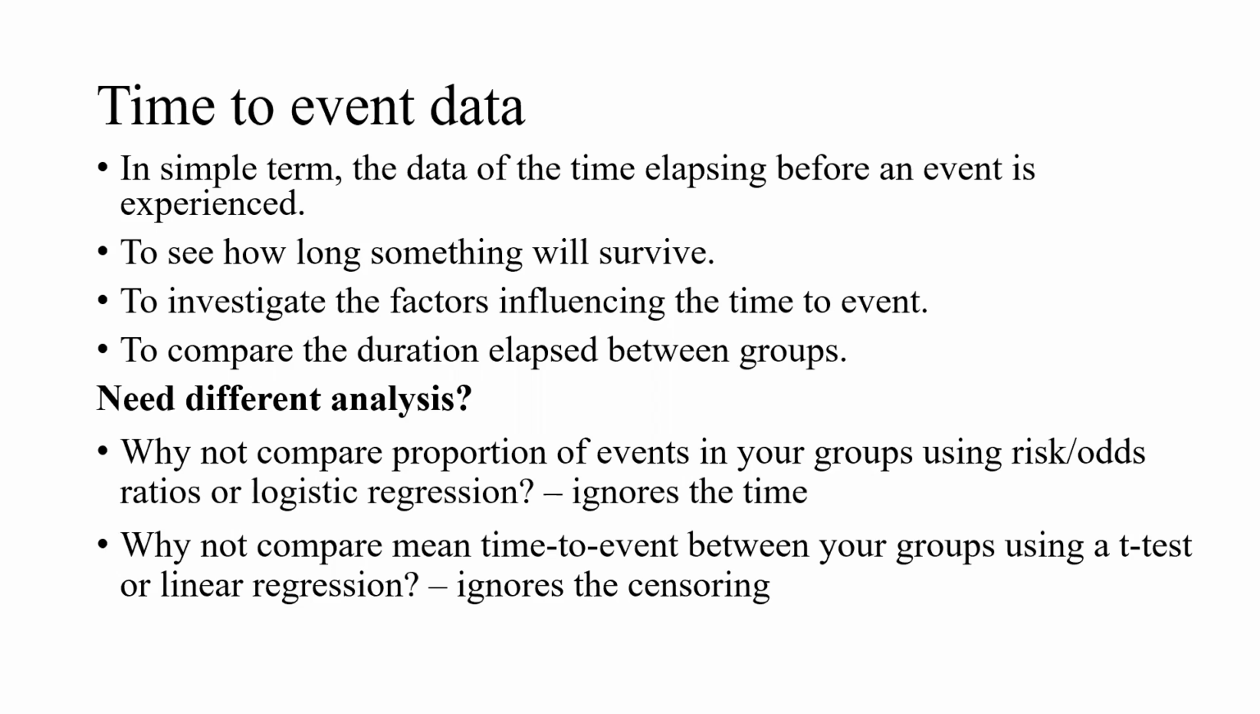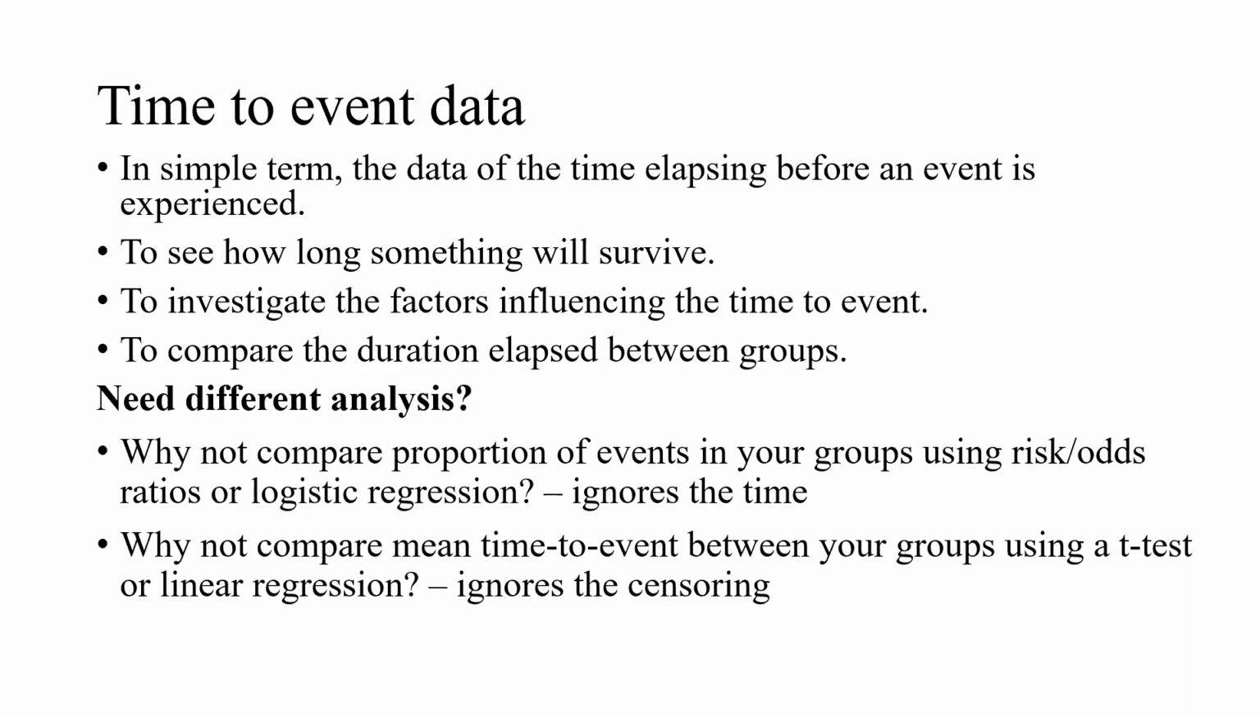The third use is to compare the duration elapsed between groups. So we have two groups, or we have light bulbs from two different companies. Which one will be better? Is the difference we are seeing occurring completely due to randomness, or is there a significant difference between these two groups? So time to event data are mainly used for these three types of analysis.